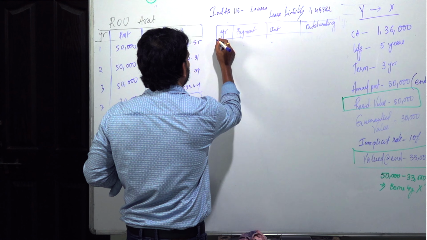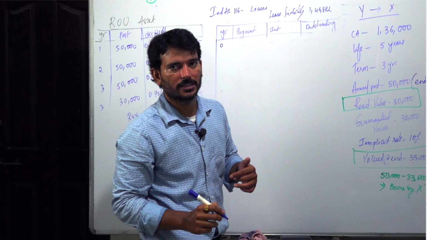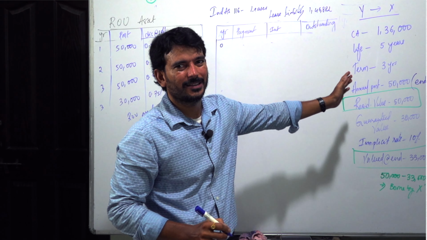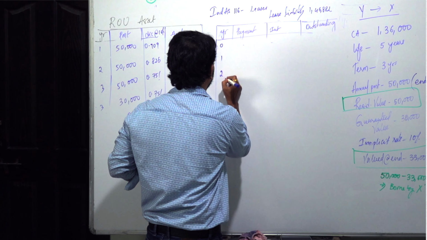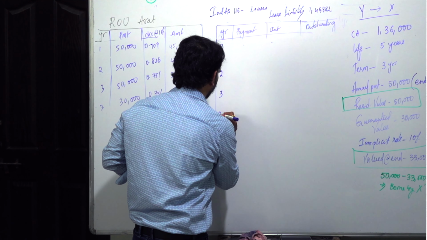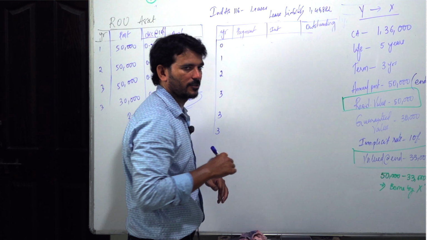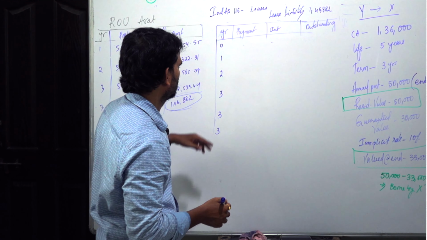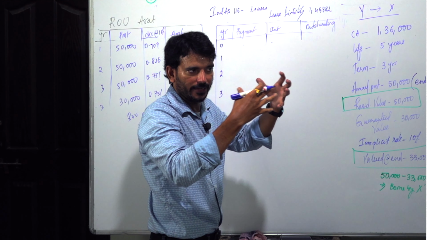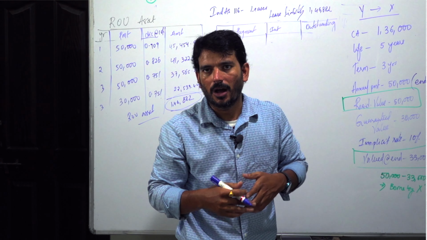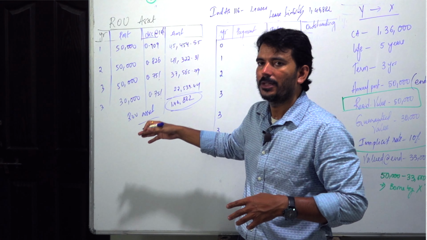So I'll start from 0. The reason I'm starting with 0 is that we are making a payment at the end of year 1. So 1, 2, 3, and then again 3 and 3. The reason I have written 3 times, I'll tell you. At 0, I will not make any payment, because I have just taken a lease. So the first entry will be ROU asset debit to lease liability.